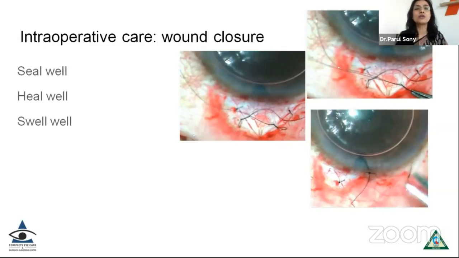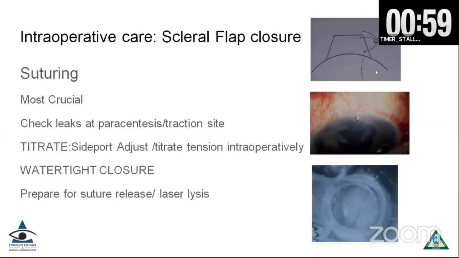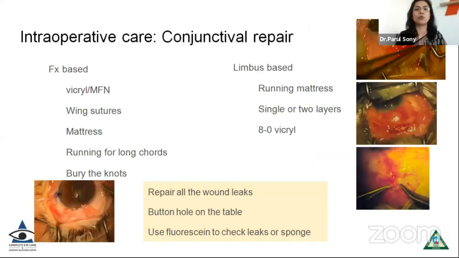Now, it's an unsaid rule that the trabeculectomy blebs which are sealed well, they heal well, and they function well. So suturing is the most crucial part of trabeculectomy. We should always check the paracentesis and the traction site for any leak. And once they have been sealed, you should titrate your scleral sutures and side port and achieve a watertight closure.